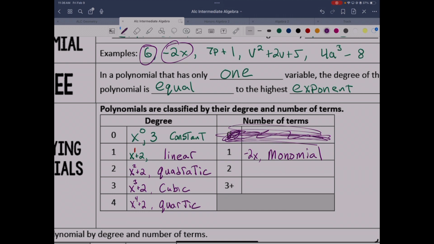If it has 2 terms, like negative 2x plus 1, there's my first term, there's my second term. 2 terms is a binomial. Bi means 2, so we have a binomial if there are 2 terms. If there are 3 terms, scratch out that plus sign, you don't need it there. If there are 3 terms, like negative 2x squared plus 2x plus 7, we call it a trinomial, like a triangle has 3 sides.